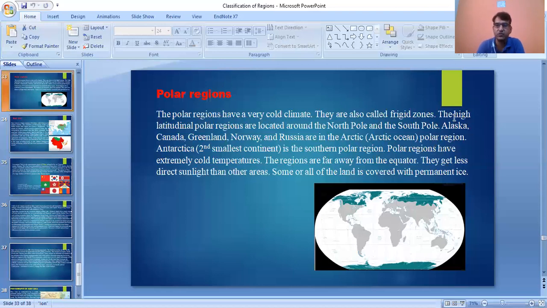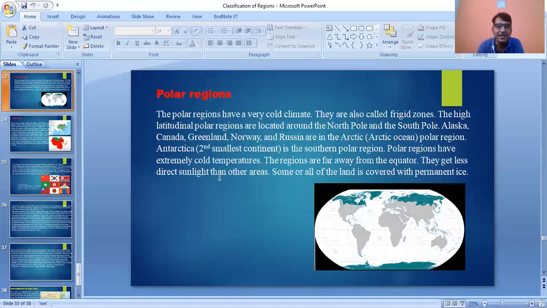So again, we described that we have Alaska, Canada, Greenland, Russia, Norway, and then the Arctic region. Antarctica, which is the second smallest continent, is the southern polar region. So we have Antarctica here, found in the south part of the world, which is part of the polar regions.